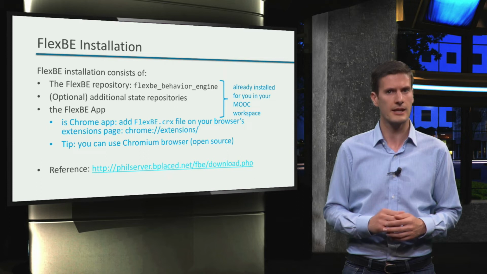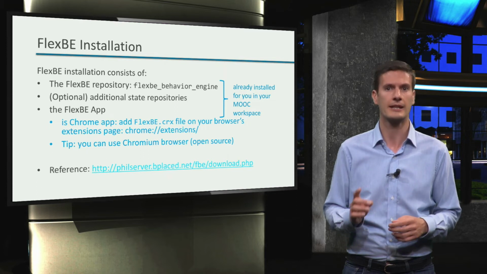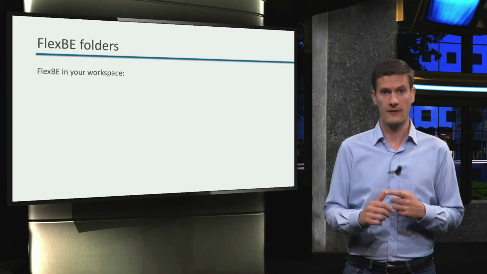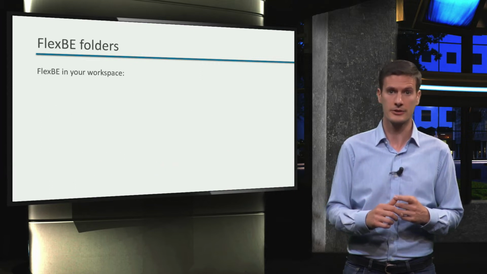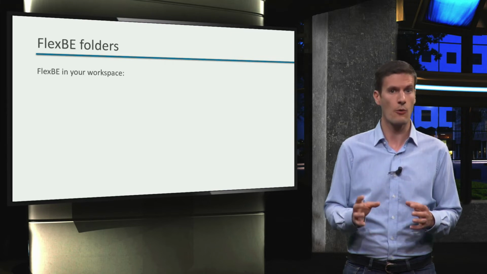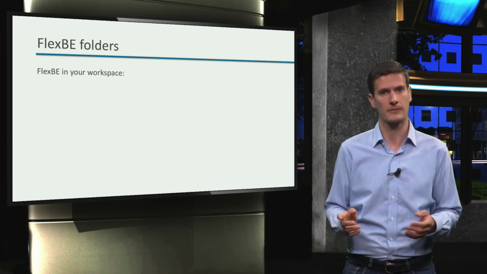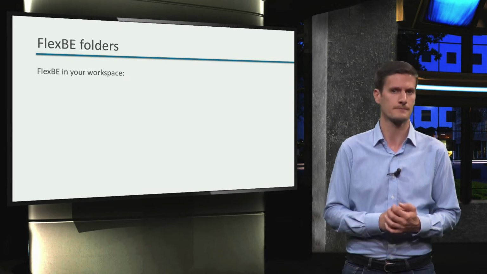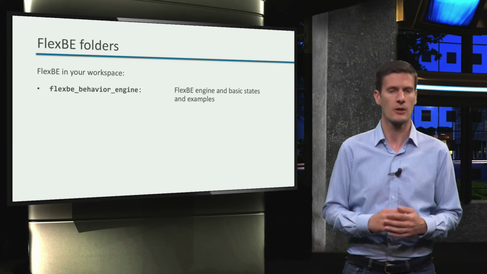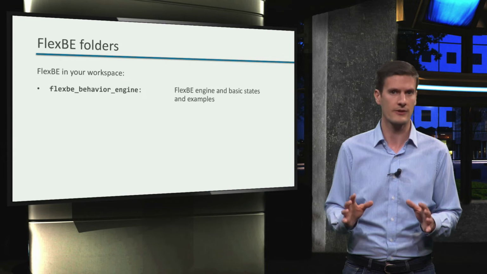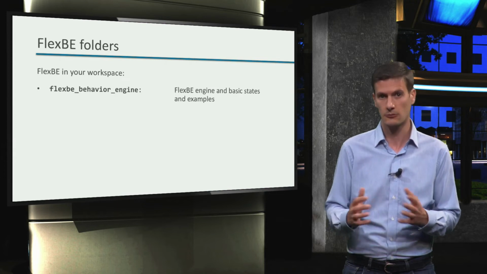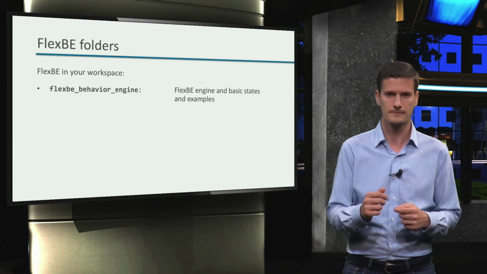Now, let's take a closer look at the FlexBE folders that are installed in our workspace. A FlexBE installation consists of several folders in the source folder of our workspace. They need to be located in our ROS workspace if we want to use them in the behaviors of our ROS applications. The first of these folders is the FlexBE engine repository, which basically contains all the FlexBE infrastructure, including the engine to execute behaviors, some basic states that we can use, and examples.